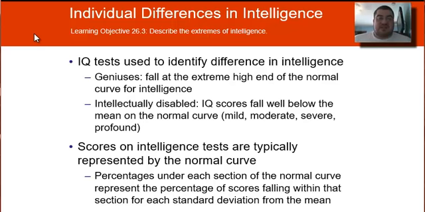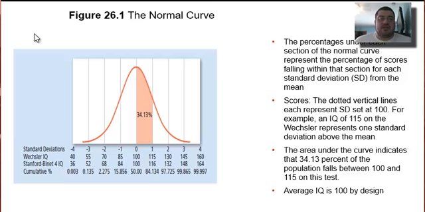Scores on intelligence tests are represented by the normal curve, or the bell curve, and percentages under each section of the bell curve represent the standard deviation from the mean. And the standard deviation from the mean is the average of all of the scores put together from the mean. Here, maybe this graphic will help a little bit better. The percentages under each section of the curve represent the percentage of the scores falling within that section.